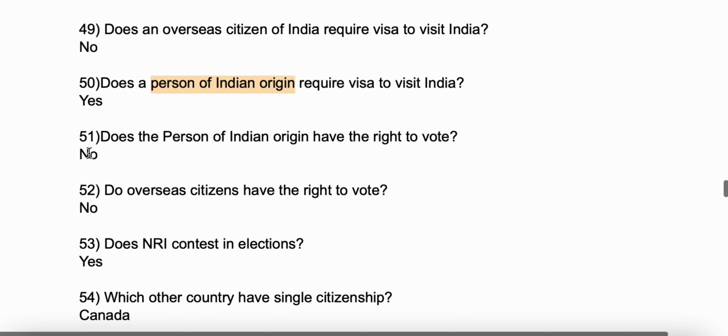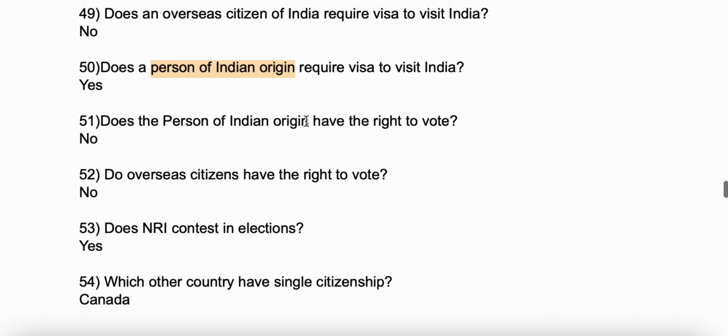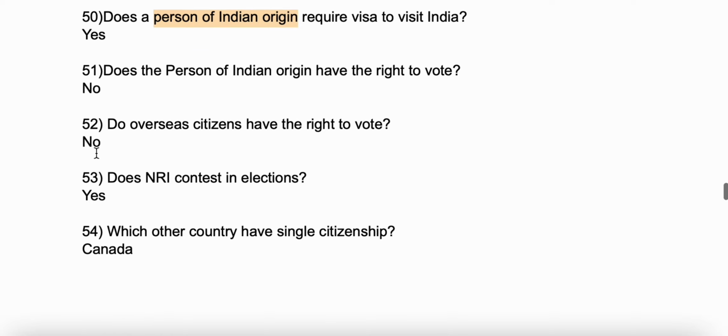Now 51st question, does a person of Indian origin have the right to vote? No, because he is not at all a citizen of India. How come he will have the right to vote? 52nd question, do overseas citizens have the right to vote? Even an overseas citizen is not a citizen of India, but he can stay and work in India for an indefinite period. He is not a citizen of India. Okay, so he will definitely not have the right to vote.